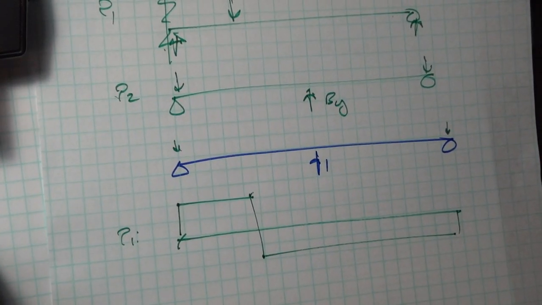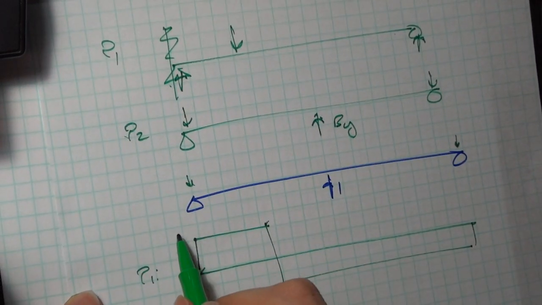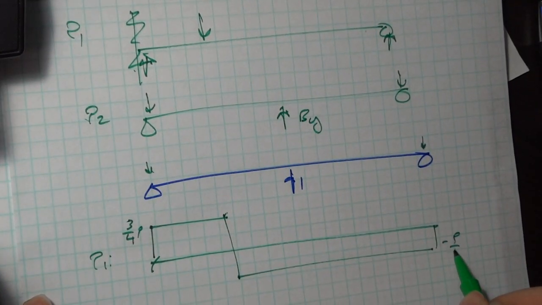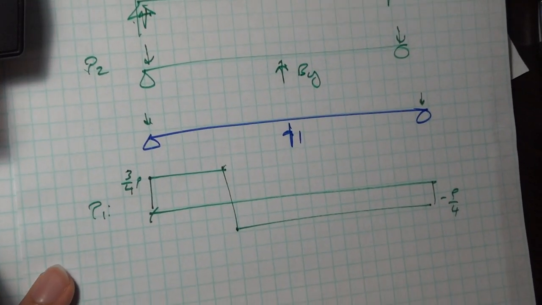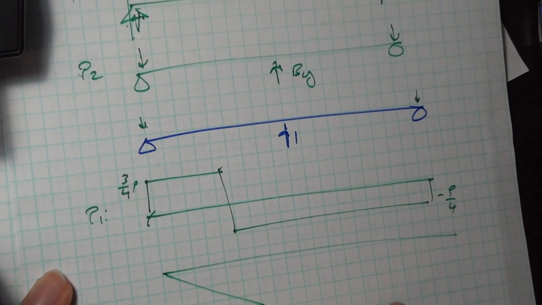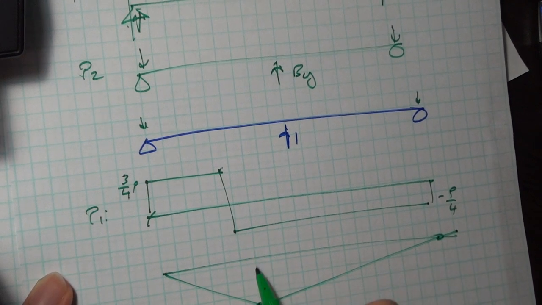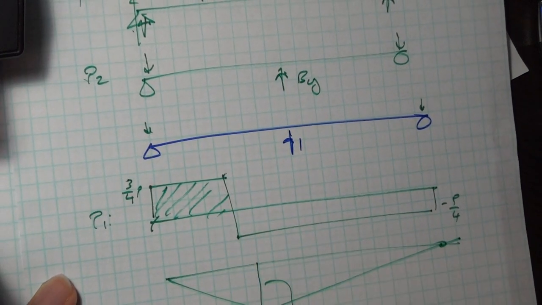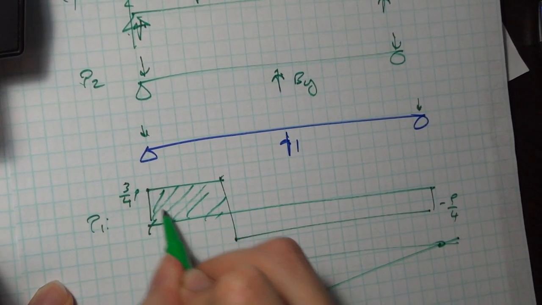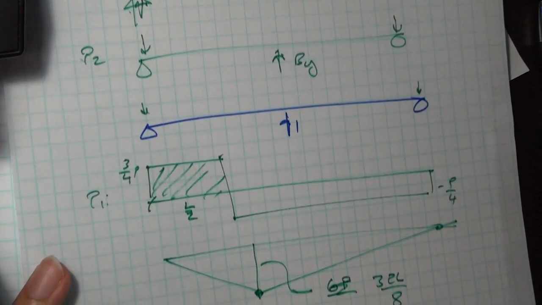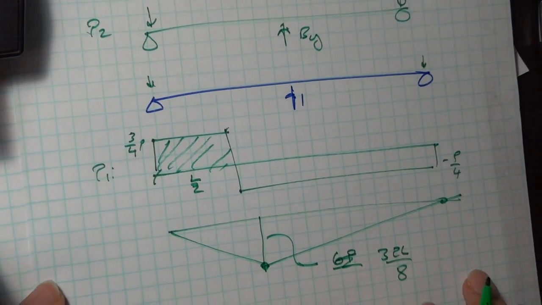And if I were to actually find values, I think this one should be 3/4 P, and this is going to be negative P on 4. So those are my values. My moment diagram is just going to look like this. This height here is equal to this area. What is this area? It's 3/4 P times L on 2, which is 3PL on 8. Okay, so that is the area for that one.